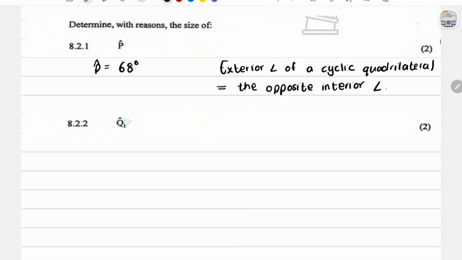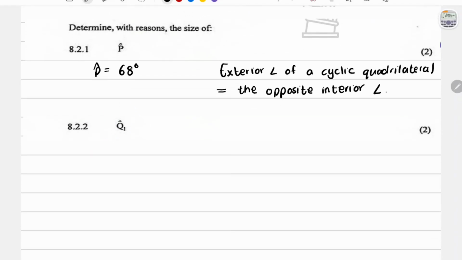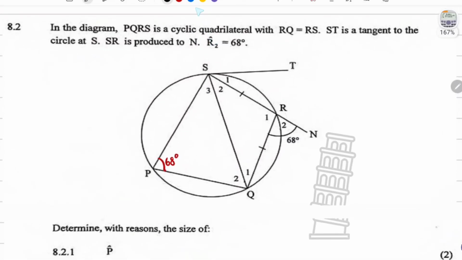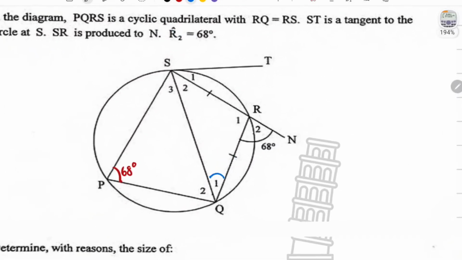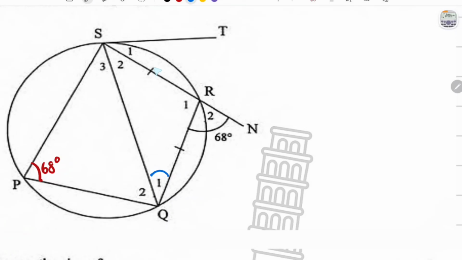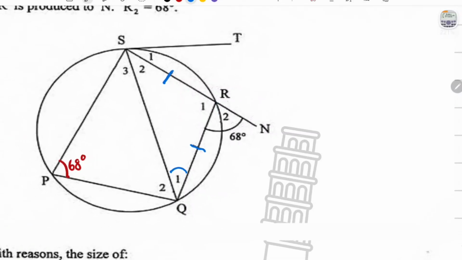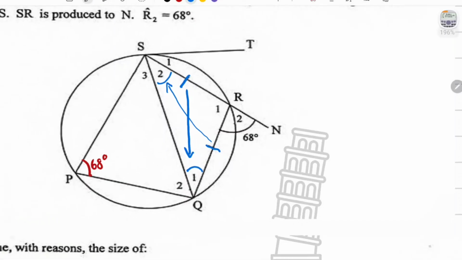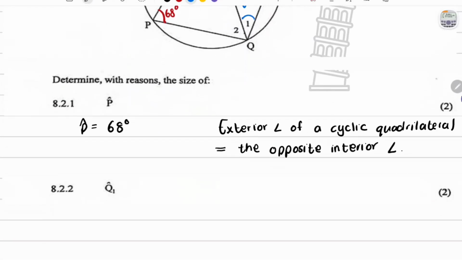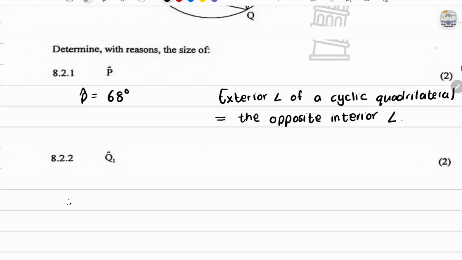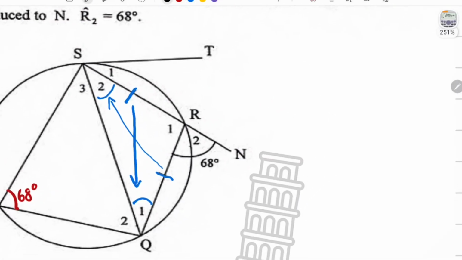The next question, 8.2.2, says we have to find the size of angle Q1. So angle Q1 is this angle over here. Do you notice that? Remember they told us that SR is equal to RQ, right? Those two lengths are equal. So it would mean that this is an isosceles triangle. And so the angles right opposite those equal sides would also be equal. So that would mean that angle Q1 should be equal to angle S2. In this one, that's already given, so I won't actually mention it for them. I'll just tell them the angles that are equal first of all.